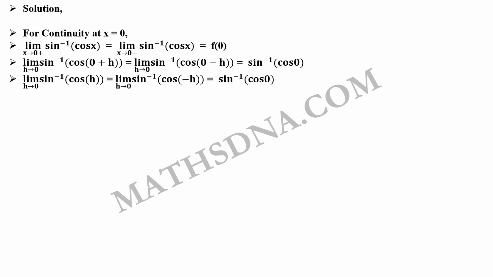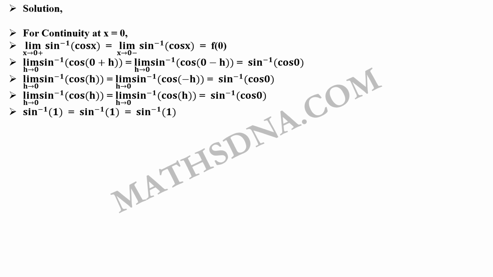Now cos is an even function, so the minus sign does not affect it, so we get limit h tends to 0 of sine inverse cos h equals limit h tends to 0 of sine inverse cos h, which equals again sine inverse cos 0, which all give the value sine inverse 1. Here all three values, that is left hand limit, right hand limit, and the value of the function, are equal. So clearly the function is continuous at x equals 0. So option A is correct and B is incorrect.